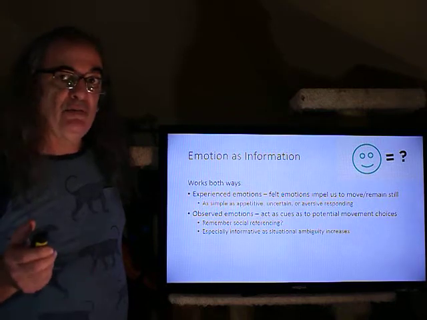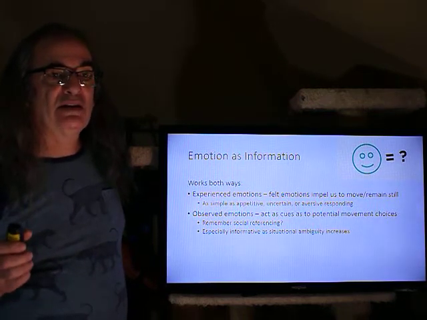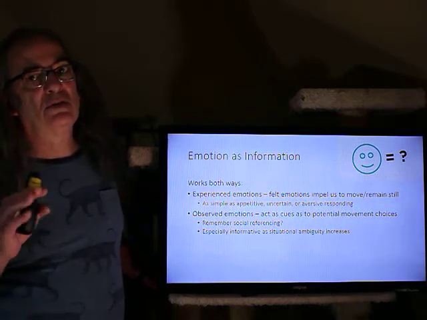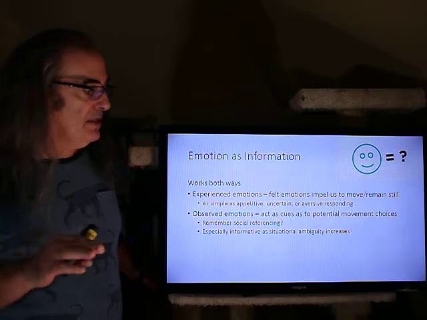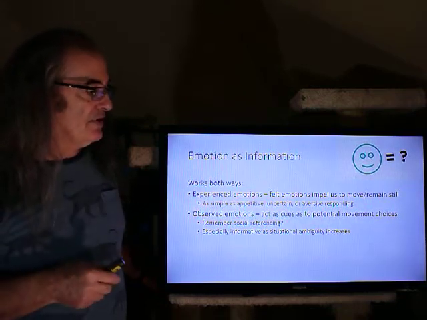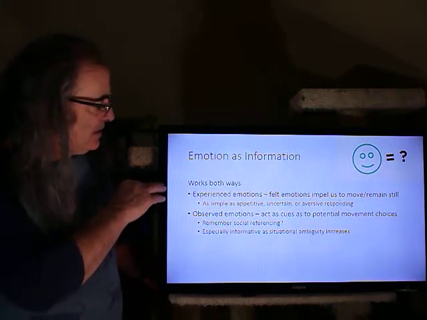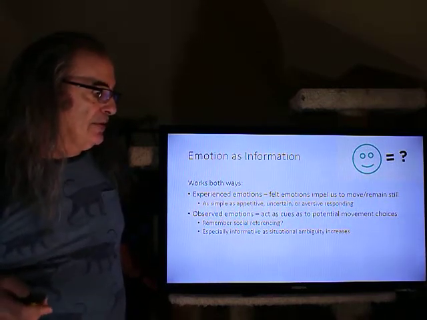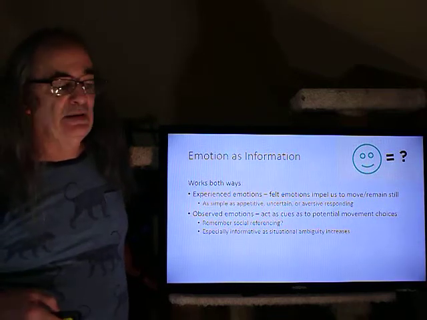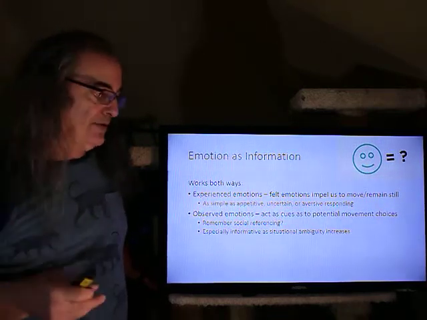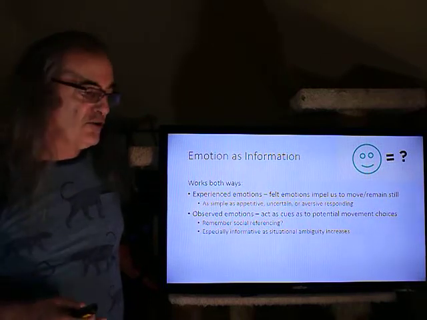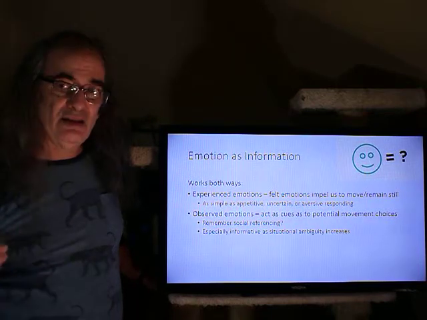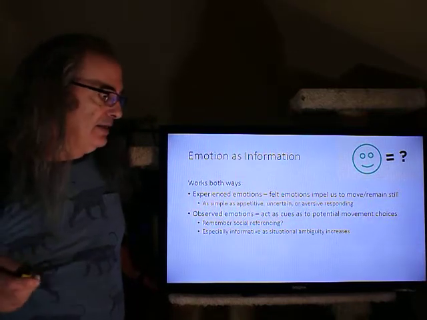Now, emotion is information. Another way this is put is affect is information, but you know the difference between affect and emotion. So in this case we're saying emotion is information. It works both ways. We experience emotions, and the felt emotions impel us to move or remain still. Simple: appetitive, uncertain, or aversive responding. And again, appetitive is approach, uncertainty would be stationary, and aversive would be avoidance. So different terminology that makes it a little more biological in this case.